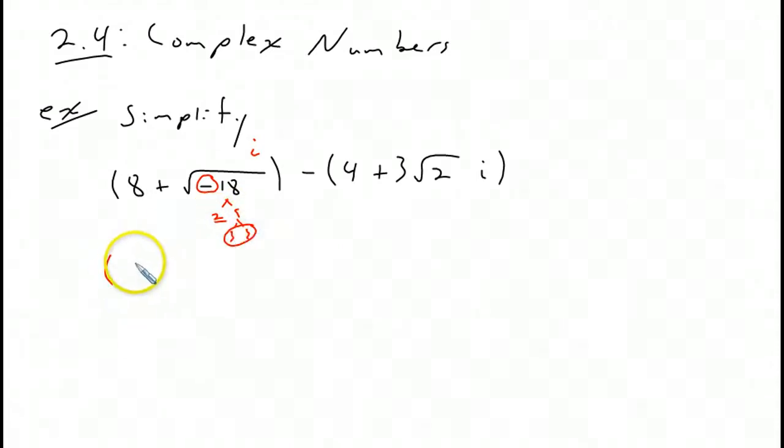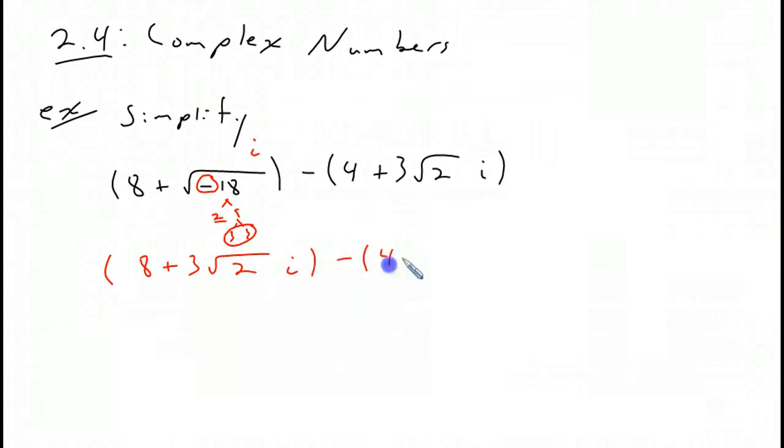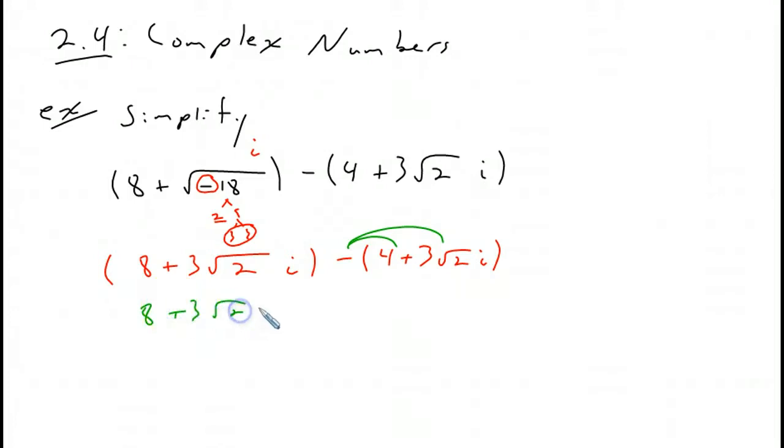So this is saying the same thing as 8 plus, pull out your 3's, pull out your I, square root 2 is left on the inside, and I. And then minus 4 plus 3 root 2I. Then it's just like the last one, where all we need to do is distribute the negative to both terms, and we have 8 plus 3 square root 2I, minus 4 minus 3 square root 2I.